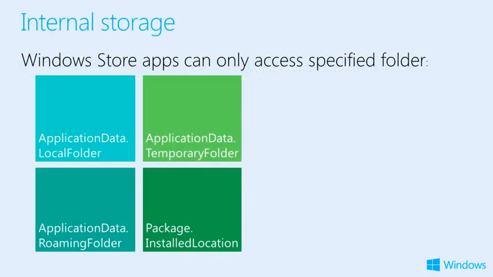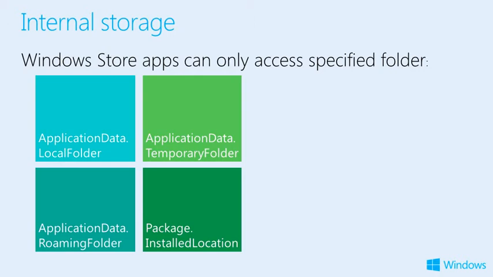Besides application settings, Windows 8 also allocates isolated storage for every application to save private data. There are 4 different folders. Local folder is used to save persisting data that exists only on current devices. The data in the temporary folder works like a cache. It can also be removed by the system at any time.